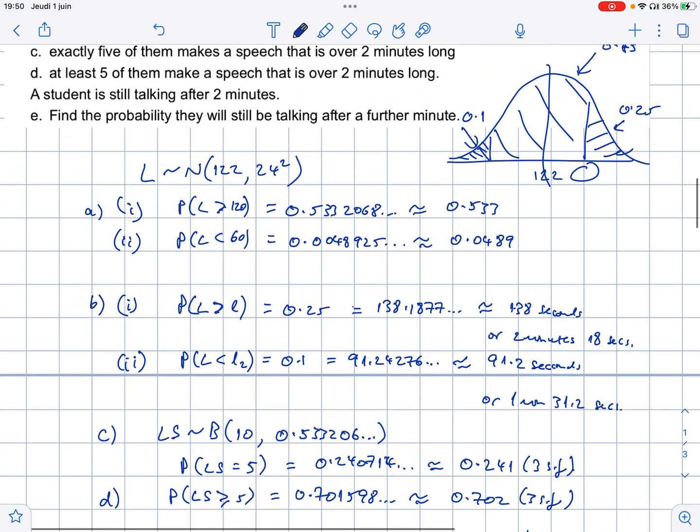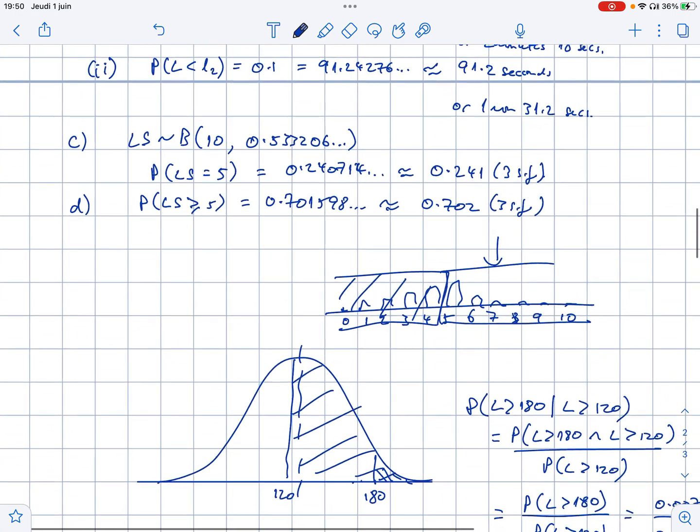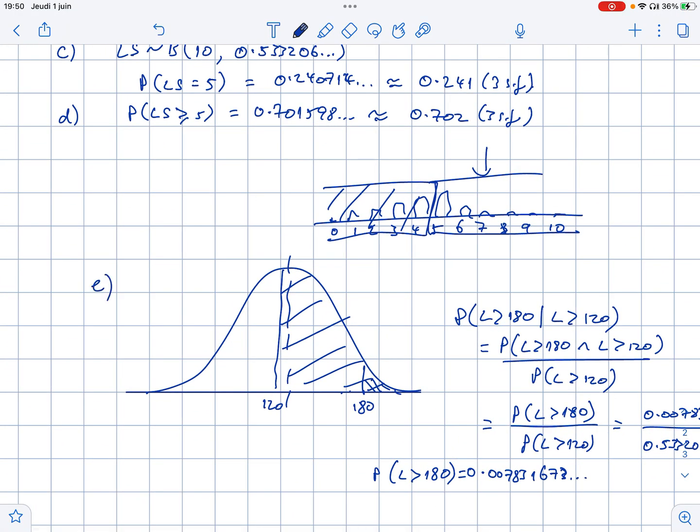Conditional probability is done. Watch out for those in case they turn up. That started here, didn't it? Part E, you should label it.